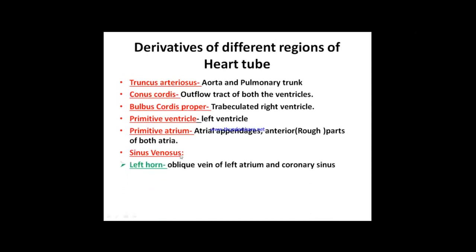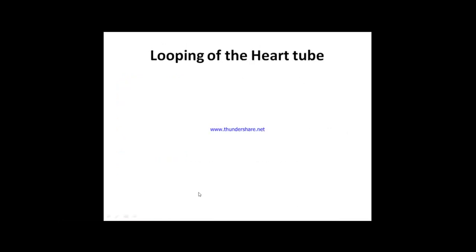The left horn of the sinus venosus is almost obliterated, but its remnant forms the oblique vein of the left atrium and the coronary sinus. So this point is very important. The left horn doesn't develop further, but what remains is the oblique vein of the left atrium and the coronary sinus. The right horn expands and forms the smooth part of the right atrium, which is known as the sinus venarum.